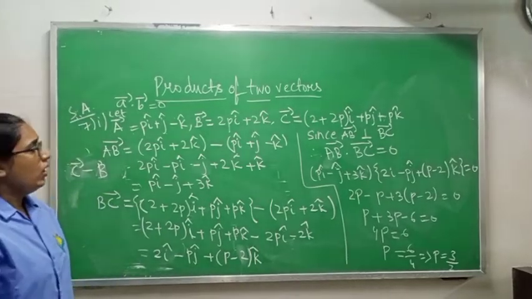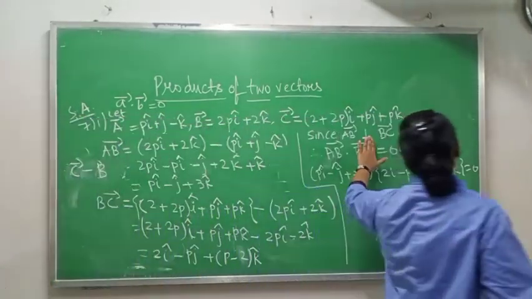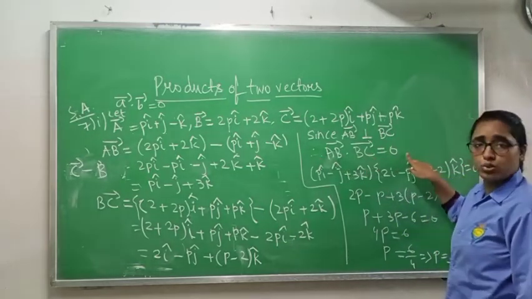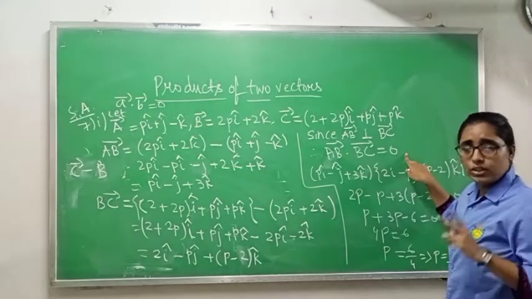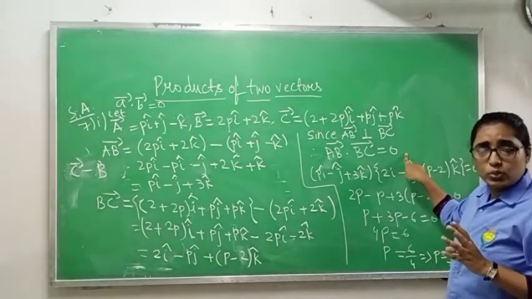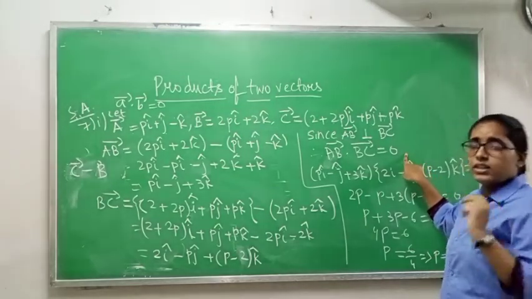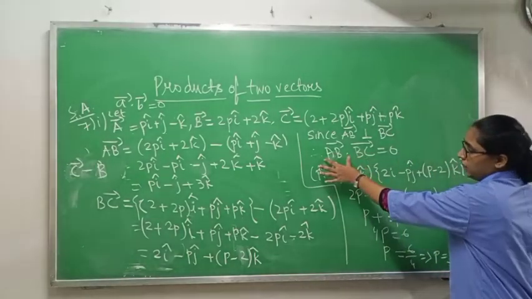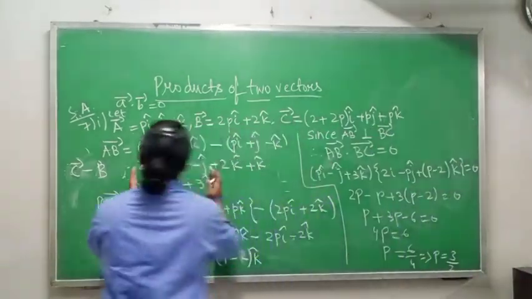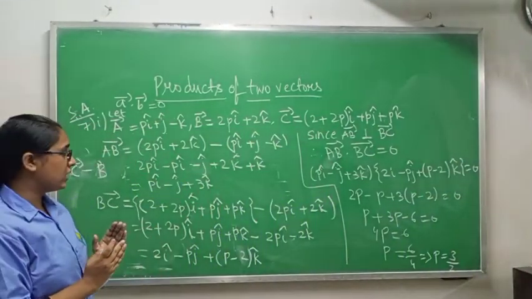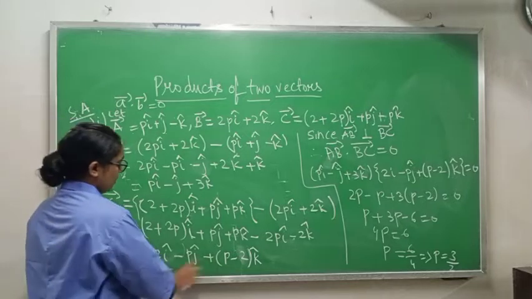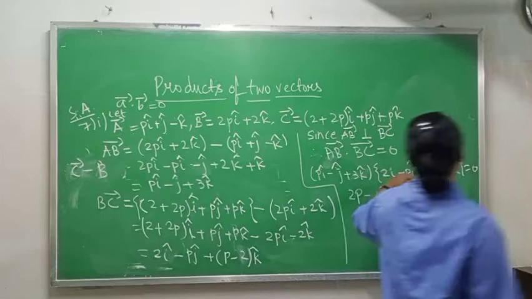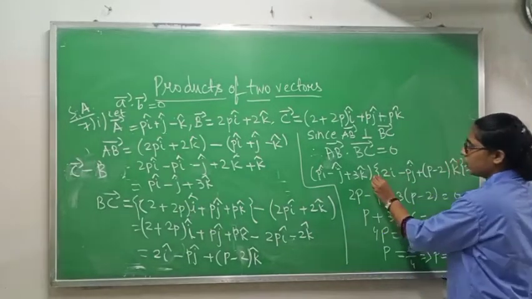Okay, now since AB vector is perpendicular to BC vector, therefore AB vector dot BC vector equals 0. This is the condition: only when two vectors are perpendicular to each other, their dot product will be 0. So AB vector dot BC vector equals 0. AB vector is p i minus j cap plus 3k cap, and BC vector is 2i cap minus p j cap plus (p minus 2)k cap. That is why I have written like this, and in between there is one dot.